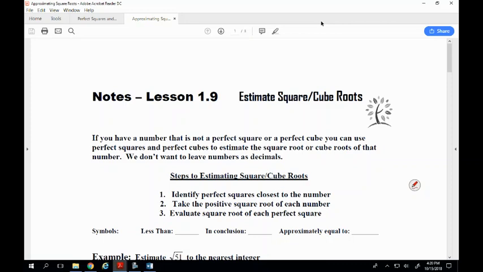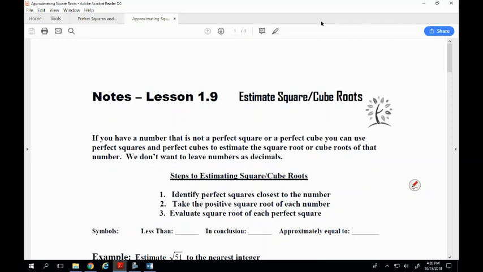Alright guys, we're going to take a look at our notes for lesson 1.9 today. This is about estimating square and cube roots, okay? In 1.8 we talked about perfect squares and perfect cubes so that we could use those here in lesson 1.9, okay? So everything we did in 1.8 came out to those perfect whole numbers. In 1.9 that's not the case, alright?